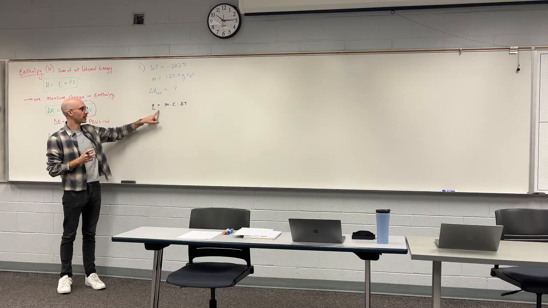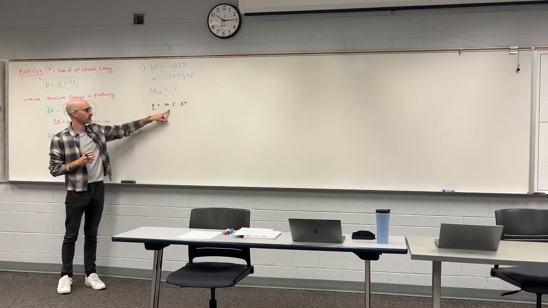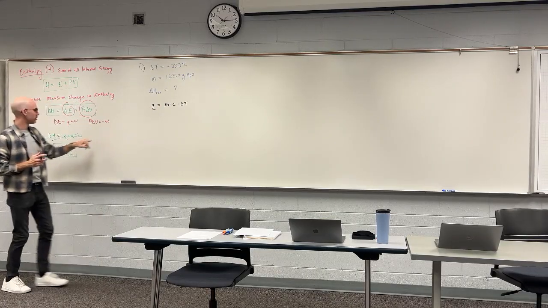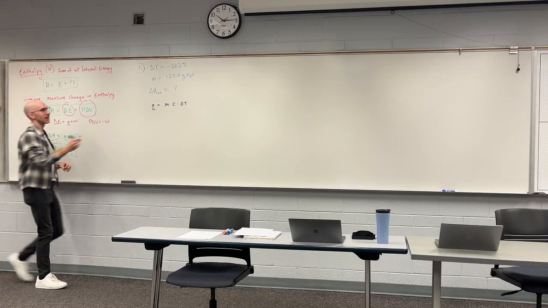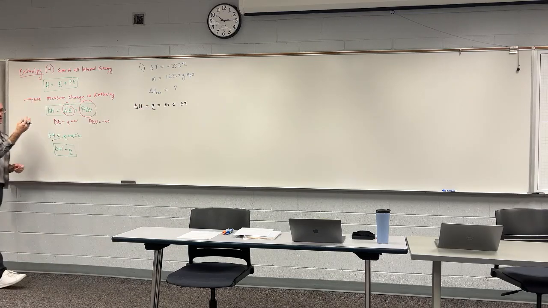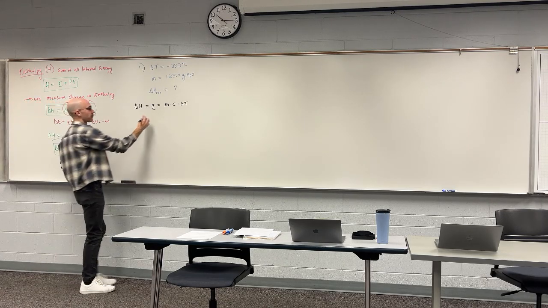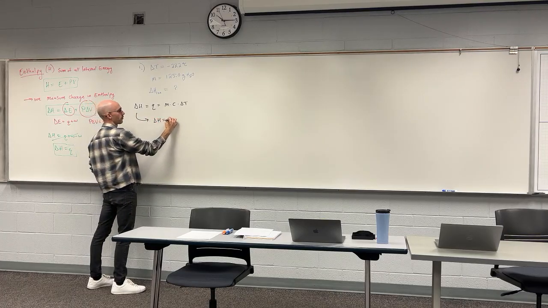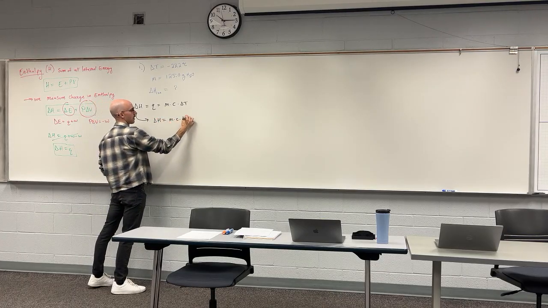So first of all, we need to decide what all of these apply to and what signs we need to add them. But we also have this new equation which says delta H is equal to Q, which is equal to mass times the specific heat times delta T. I don't need to write Q anymore. I can write this equation as delta H equals M times C times delta T.